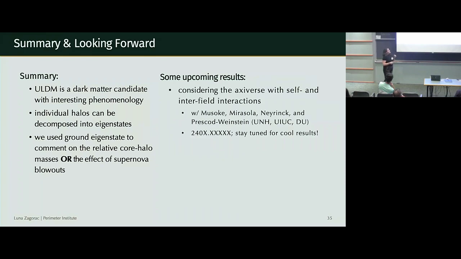Considering axiverse with self and interfield interactions, meaning what if more than one axion, and what if it can interact more than gravitationally. So this is, I think, part of what Chanda was hinting about yesterday, which like, should we be depressed? And I think the answer is no. I think it's quite exciting, so stay tuned for cool results.